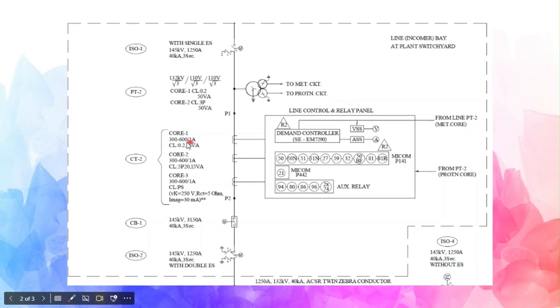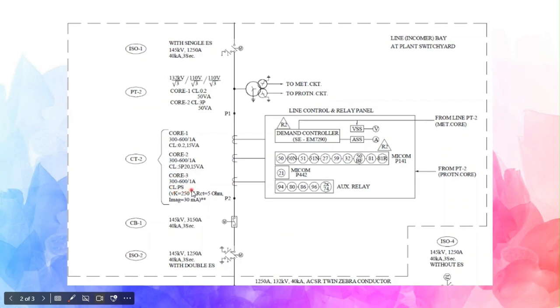Now again, the class is 0.2. 0.2 means error should be less than 0.2%. 15 VA means energy consumption in this core is limited to 15 VA. 5P20, this is called ALF, accuracy limit factor, for any protection class CT. It means if 20 times current flows through the primary, then also the error would be less than 5%. Again, the VA rating is 15 VA.